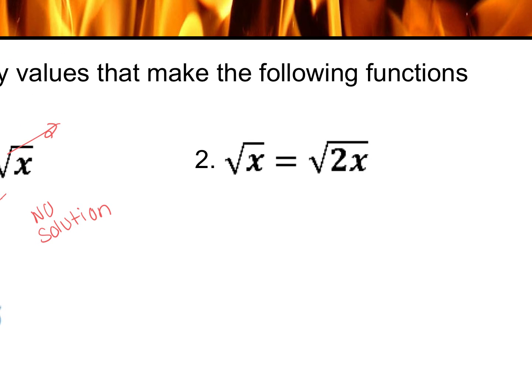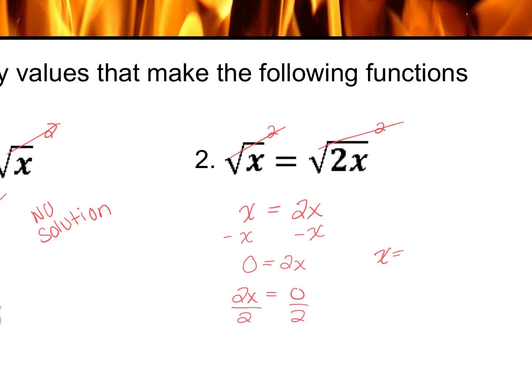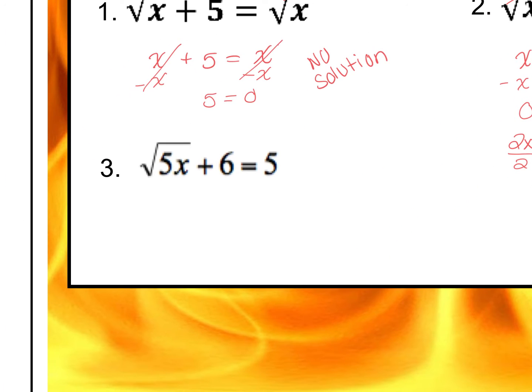So I would start again by squaring both sides. And so I'm left with x is equal to 2x. And then here I would subtract x to both sides. And I'm left with 0 is equal to 2x. Or I actually like to flip that around. I would write it as 2x is equal to 0 because I like my variables on the left. And I divide by 2 and x is equal to 0. So that is a solution. And oftentimes I get students that'll say no solution. But x can be 0.